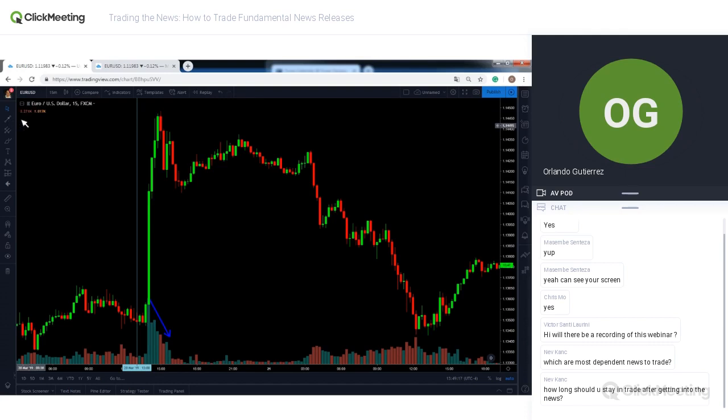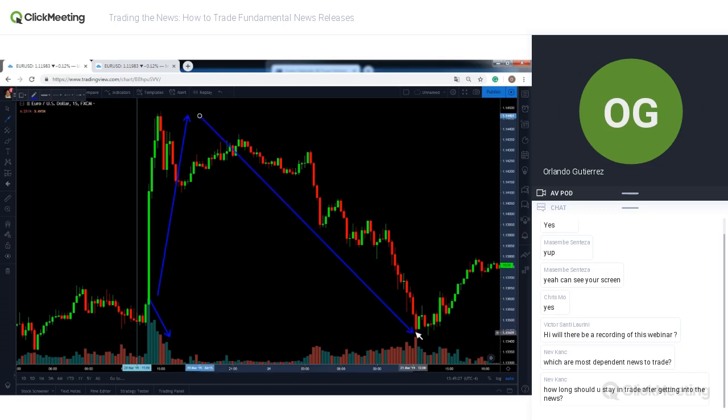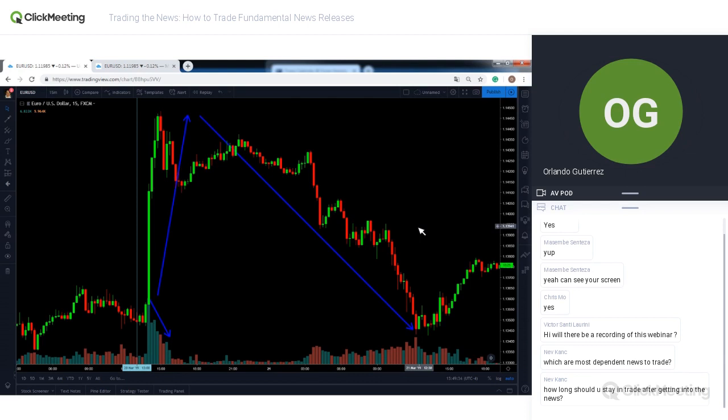What happens is we went all the way up here, and then all the way down to our entry. So people that stayed in the trade because they were greedy to get more money out of the market, and never thought about the decreasing volume, well, the market ate all of their profits and some.